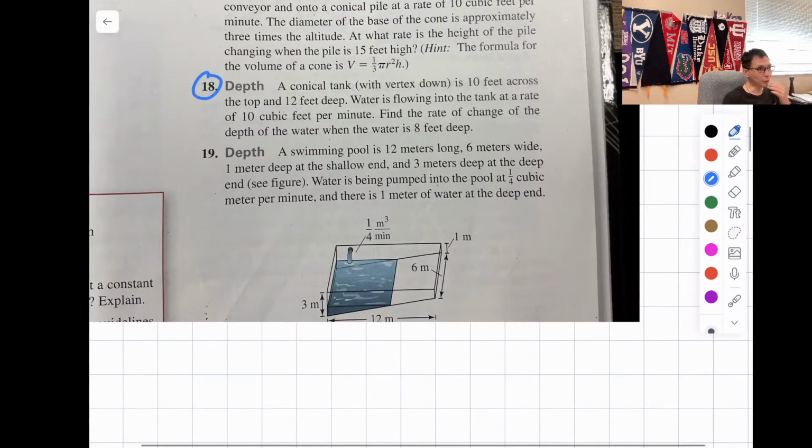We're going to talk about question 16. Okay, so some people are going to ask me, what the heck is a conic tank? Well, a conic tank is just a cone, like an ice cream cone.